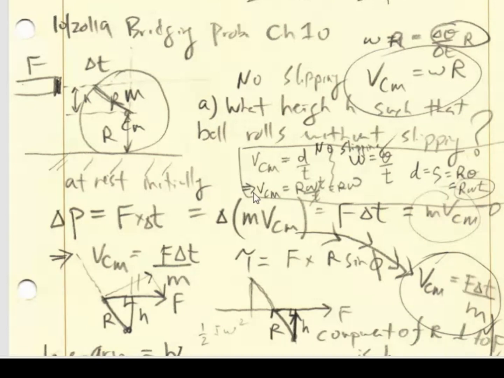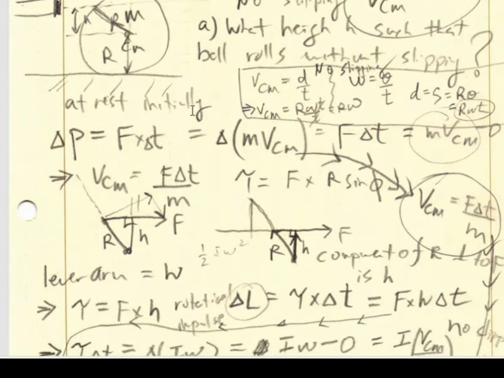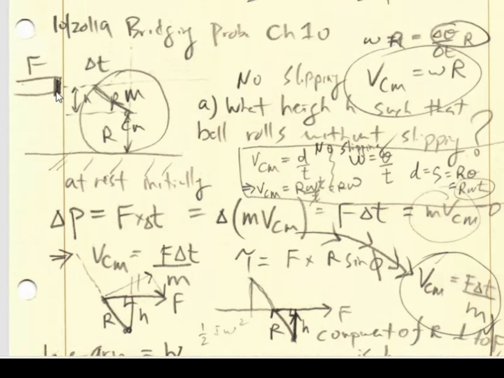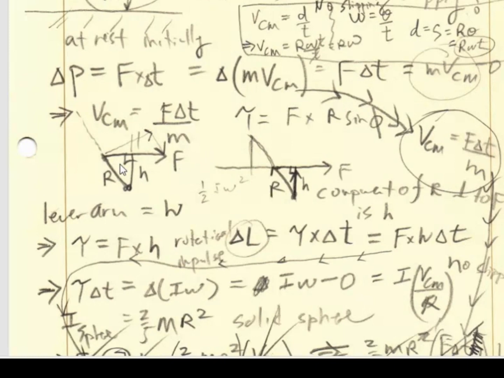Now we're also going to need to look at the torque acting about the center of mass. So the force from the cue stick would bring about a torque that would tend to turn the billiard ball so that it would start rolling. This torque can be obtained by looking at the diagram here.